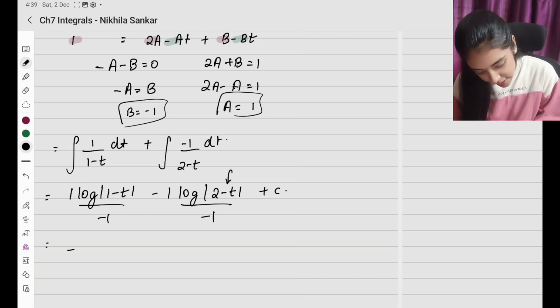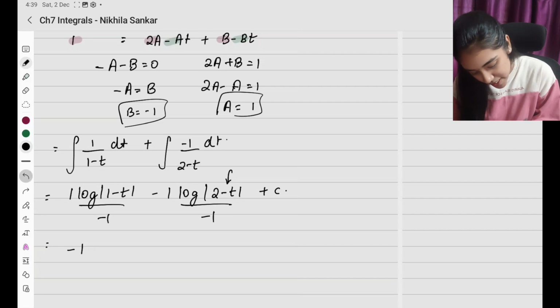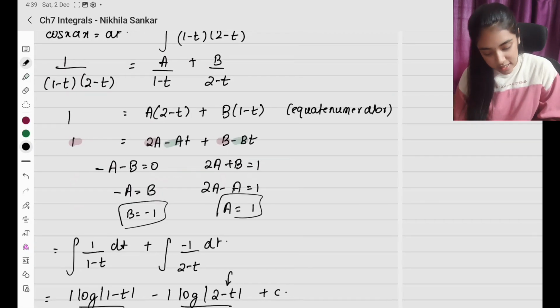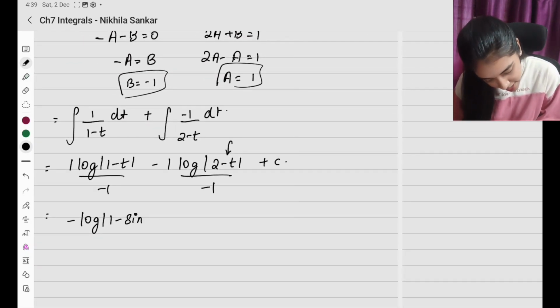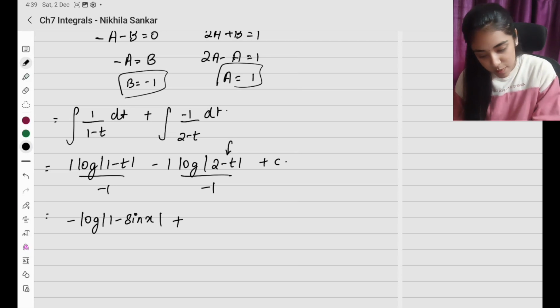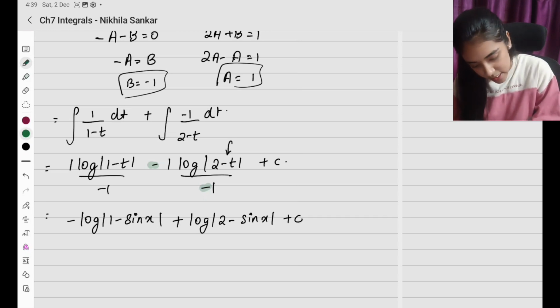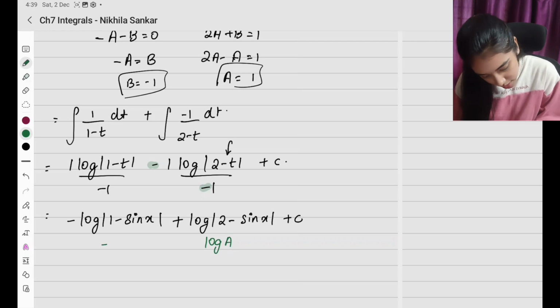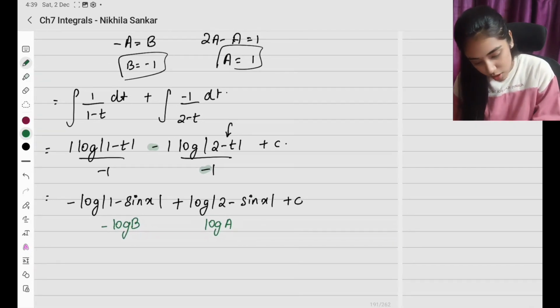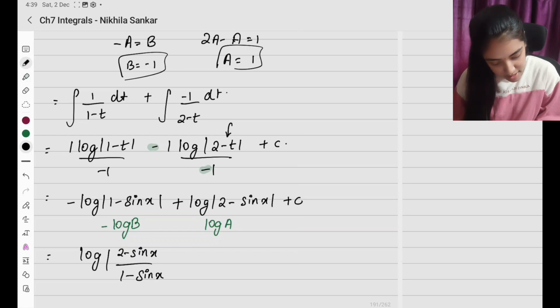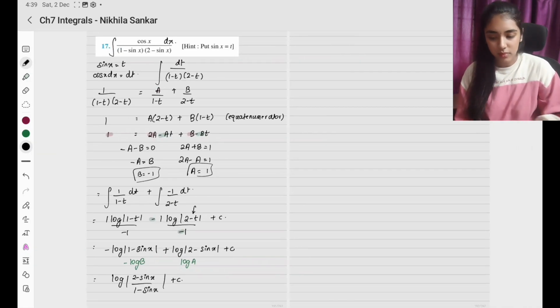In that I have minus 1 log, so I can write it as minus log mod 1 minus, what is my t? Sin x. So I have log mod 1 minus sin x, resubstituting. That minus minus becomes a plus. This minus and this minus becomes a plus. Log mod 2 minus sin x plus c. Now this is of the form log a minus log b, which I can write as log of a by b. So this is going to be log of (2 minus sin x) divided by (1 minus sin x) plus c. Okay, please copy.